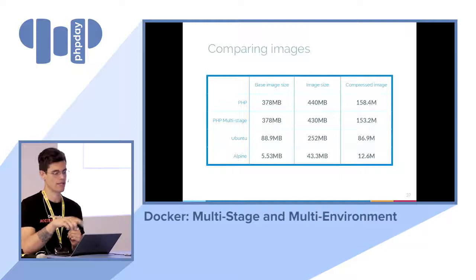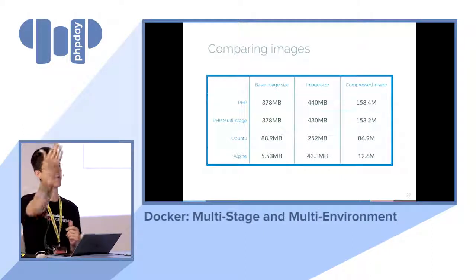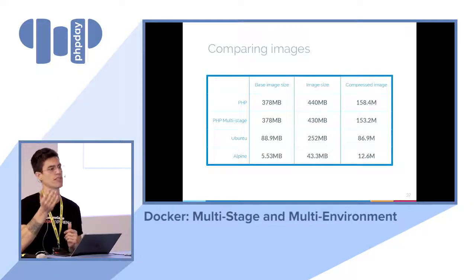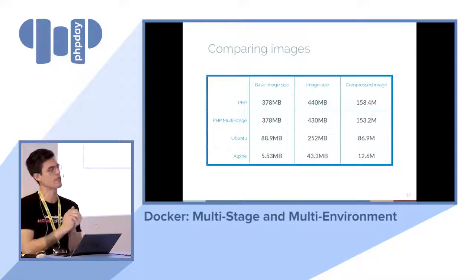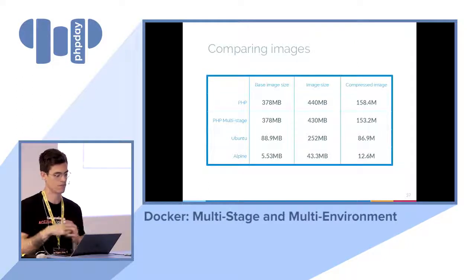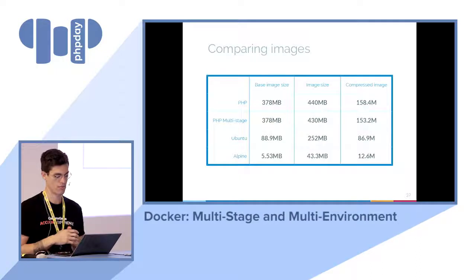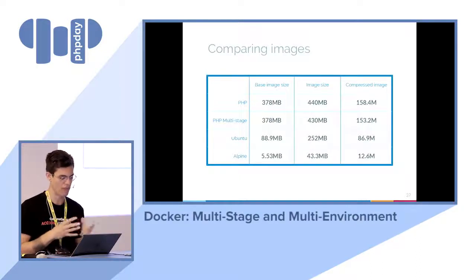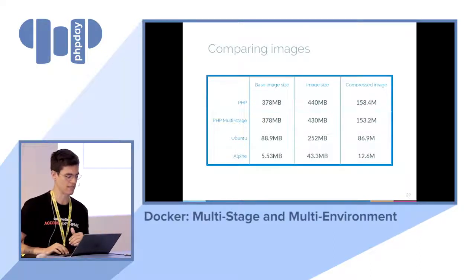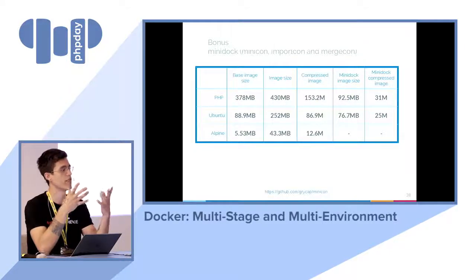Why? Because this is how your image will travel. Like when you pull the image, it is compressed. When you push, Docker compresses the image first, then pushes. So the time to transfer the image will be the compressed size, not the expanded size. So we have here 12 megas. It's amazing. But of course, we have a lot of tools to improve this.